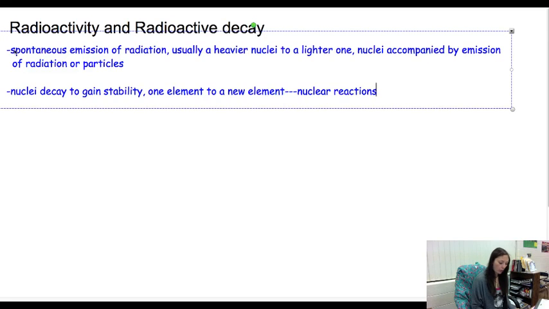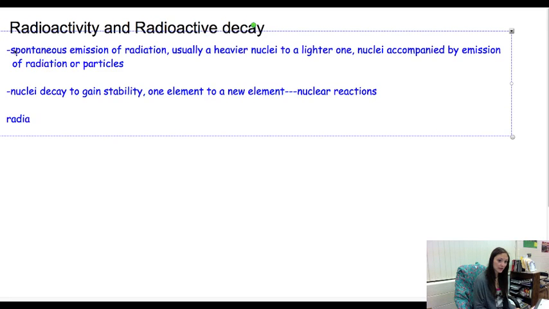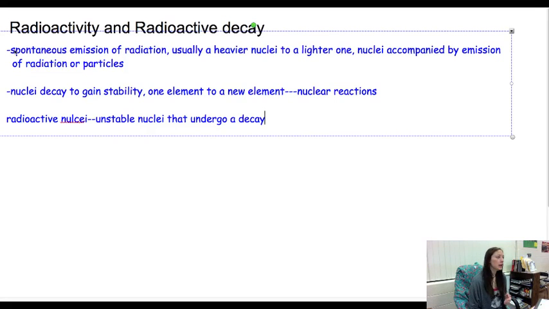We call these radioactive nuclei, which means these are unstable nuclei that undergo a decay. So if you talk about a radioactive nuclei, a lot of the bottom of the periodic table is radioactive, and those are then undergoing a decay to something that is a little more stable. And there are three main types of radiation that we're going to talk about that are emitted when these particles decay.